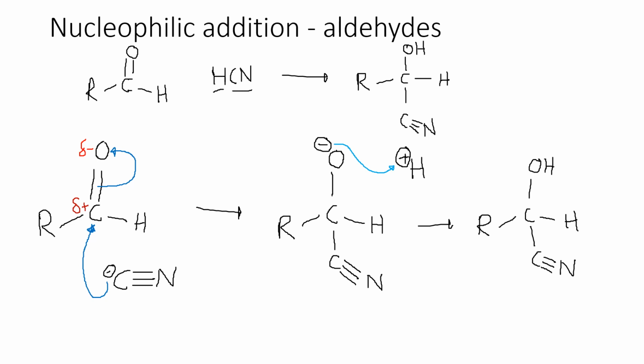So we formed our hydroxynitrile, and it's nucleophilic addition. The cyanide is acting as a nucleophile. A nucleophile is something that is negatively charged, so it's electron rich, has an extra pair of electrons, and is attracted to something that is positive. And it's addition because we are adding the hydrogen cyanide across the double bond.